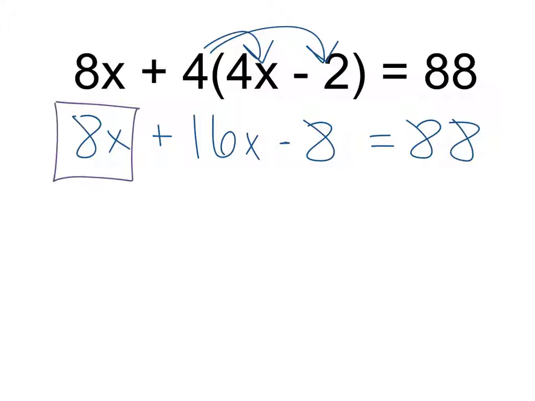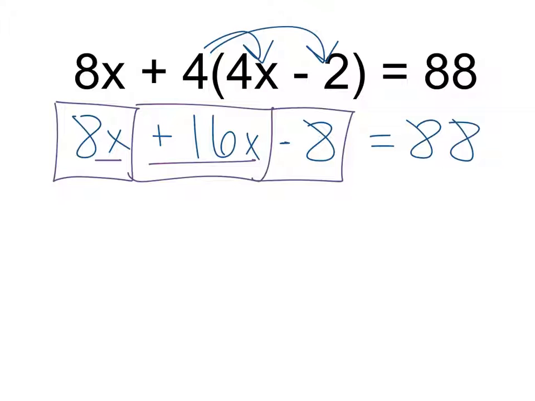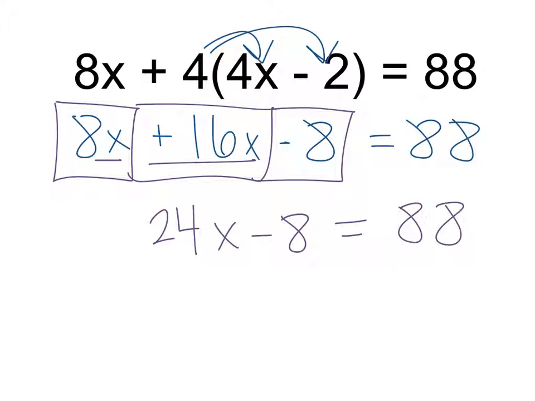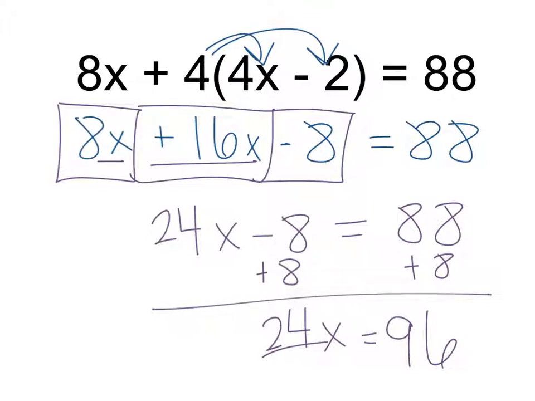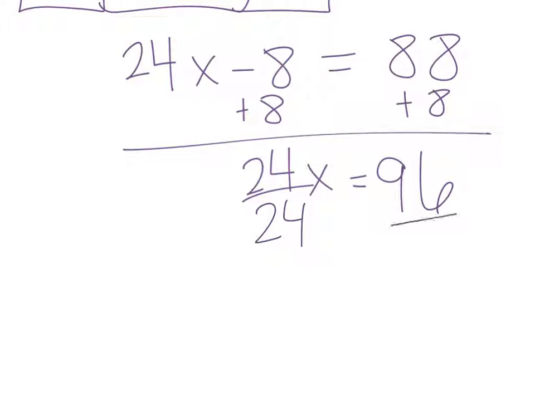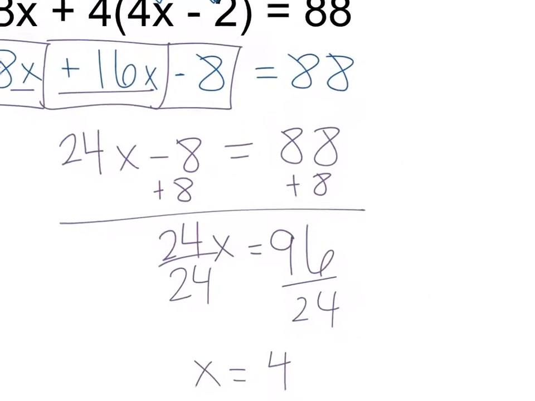When I box off my terms again, I can see I have 3 on the left. The x's here can be combined. So 16 plus 8 is 24x. The -8 comes down, equals 88, comes down. All right, so they multiplied and subtracted. So I'm going to add and then divide. 24x equals 96. So divide both sides by 24. And x equals 4.